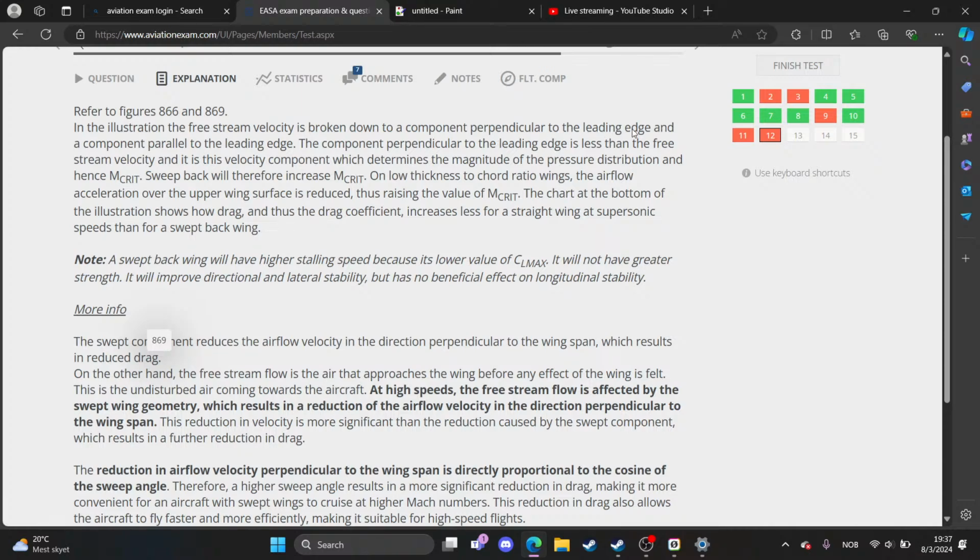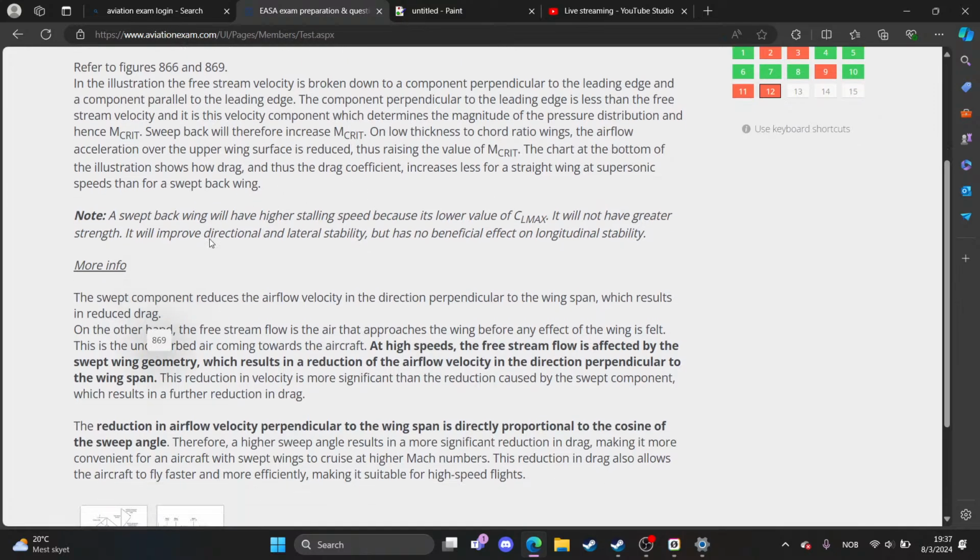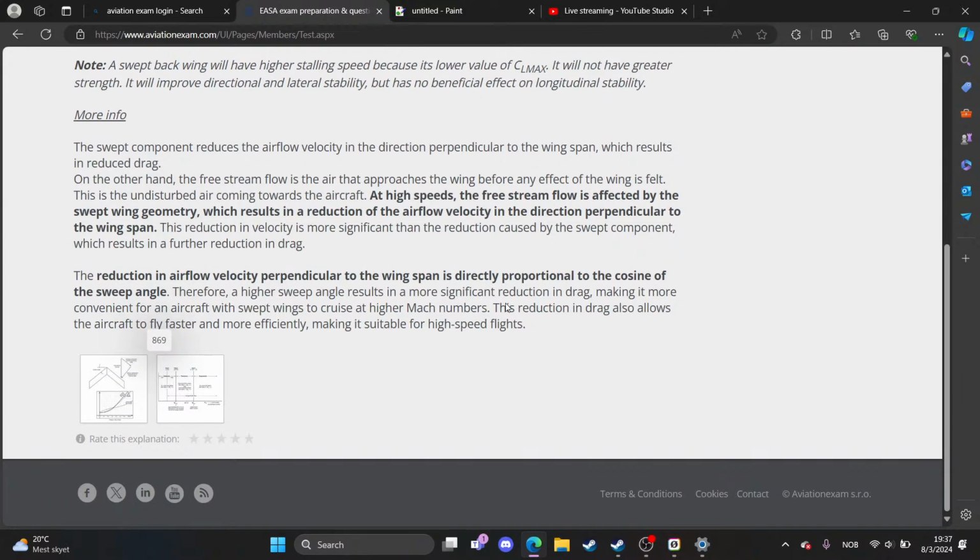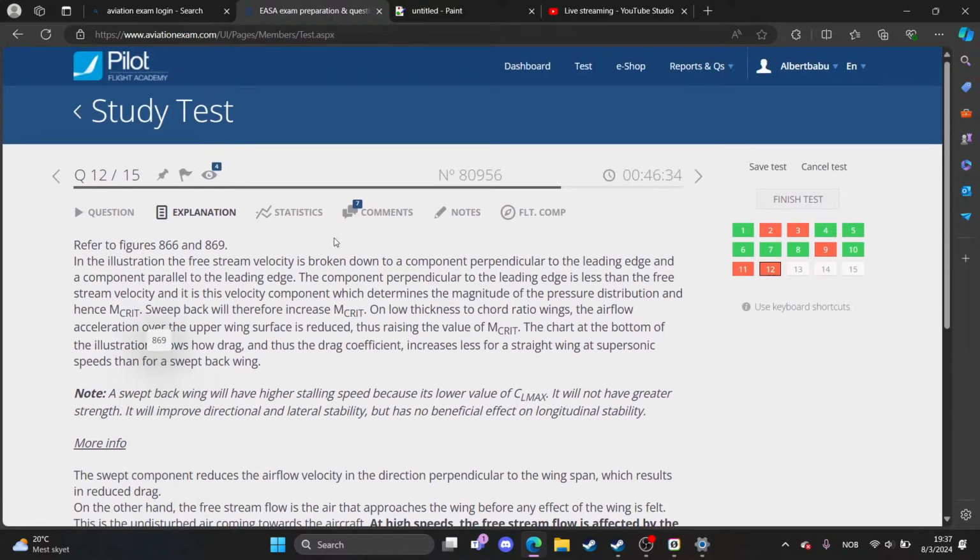Velocity is broken to the leading edge. The component perpendicular to the leading edge is less than free stream velocity, and the velocity component determines the magnitude of the pressure distribution. Blah blah blah. Sweep back will therefore increase M crit. For low thickness to chord ratio wings, the airflow acceleration over the top surface is reduced, thus raising the M crit. Yes, this chart at the bottom, this I understand, but why is it cosine?